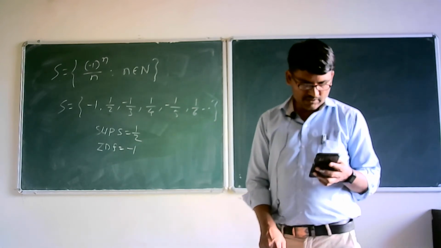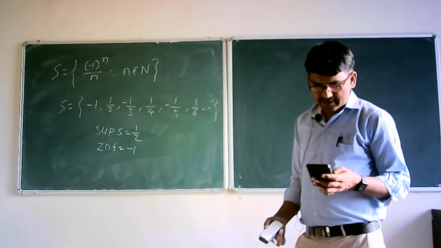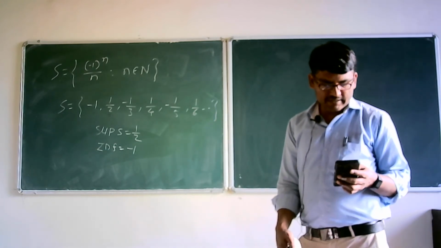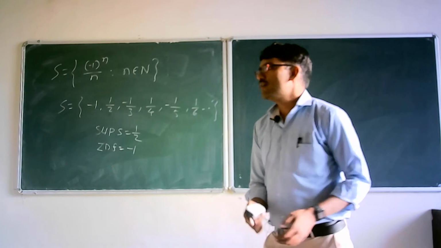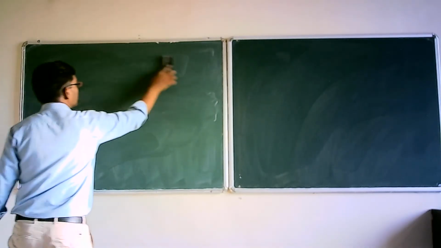So now next, there is one density theorem, that is, between any two real numbers there exists a rational number. This is the density theorem.